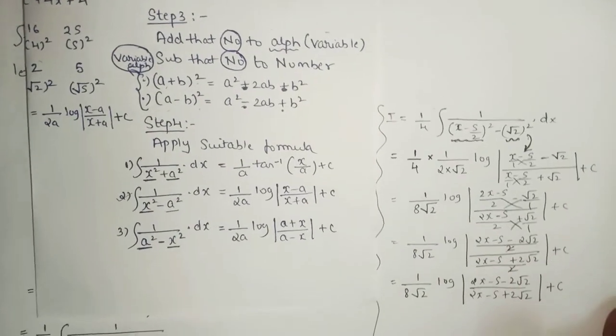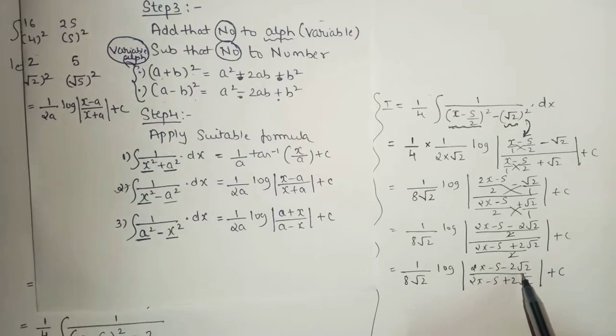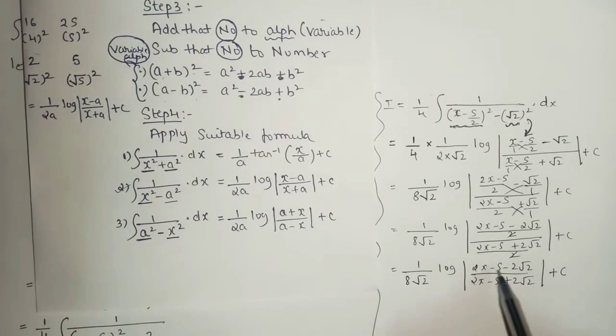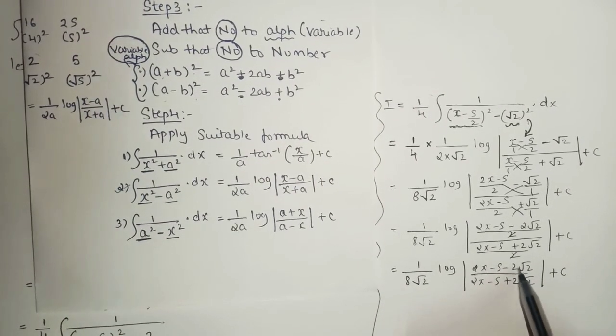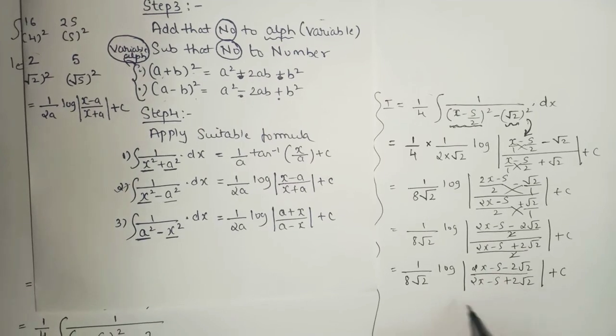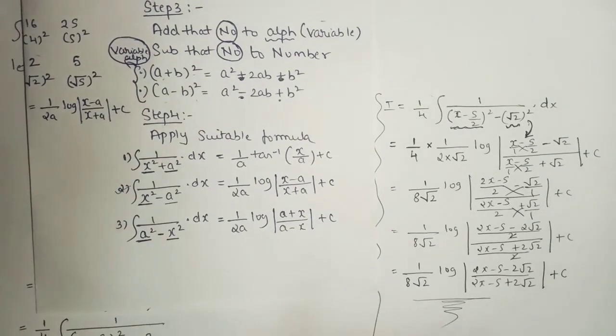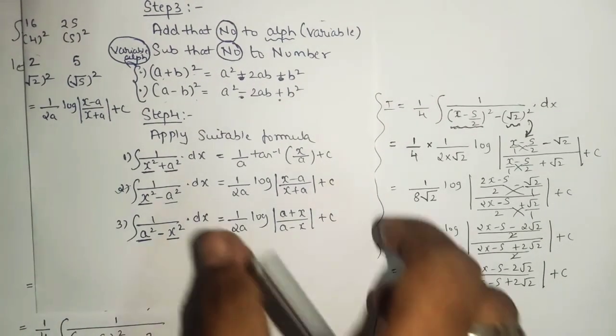I hope after this we cannot do anything, we cannot remove any common, we cannot solve, we don't have any like terms, we don't have any numbers to solve further. So that's the last part.